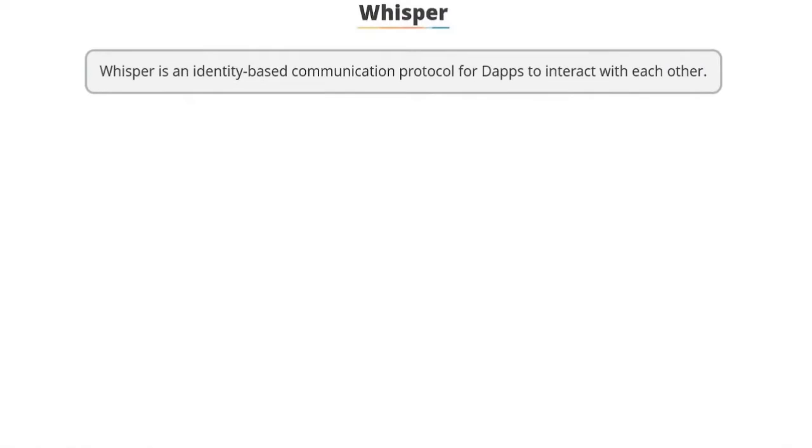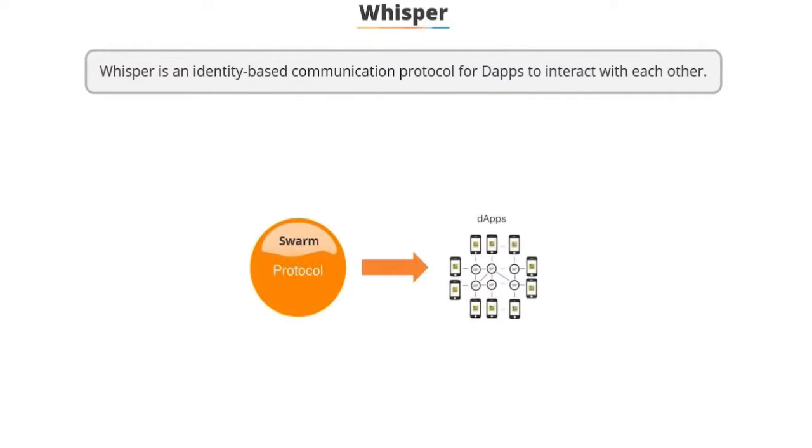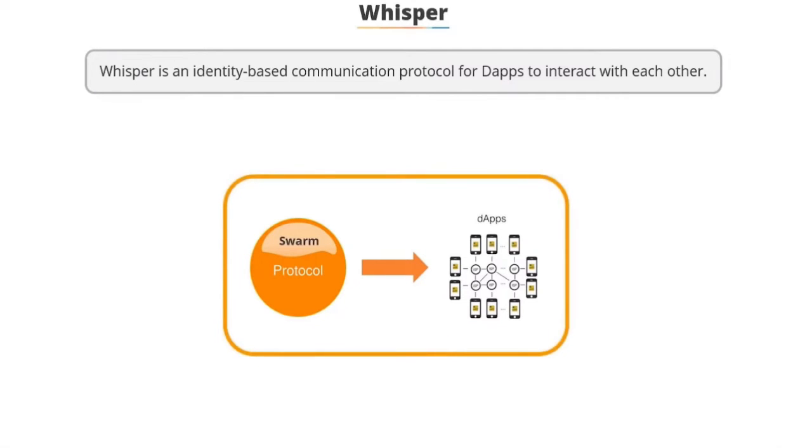Whisper. Whisper is an identity-based communication protocol for dApps to interact with each other. dApps that need to publish small amounts of information to each other and have the publication last some substantial amount of time prefer using Whisper. For instance, a dApp running a currency exchange may use Whisper to record an offer to buy a currency at a pre-agreed price on the exchange platform.